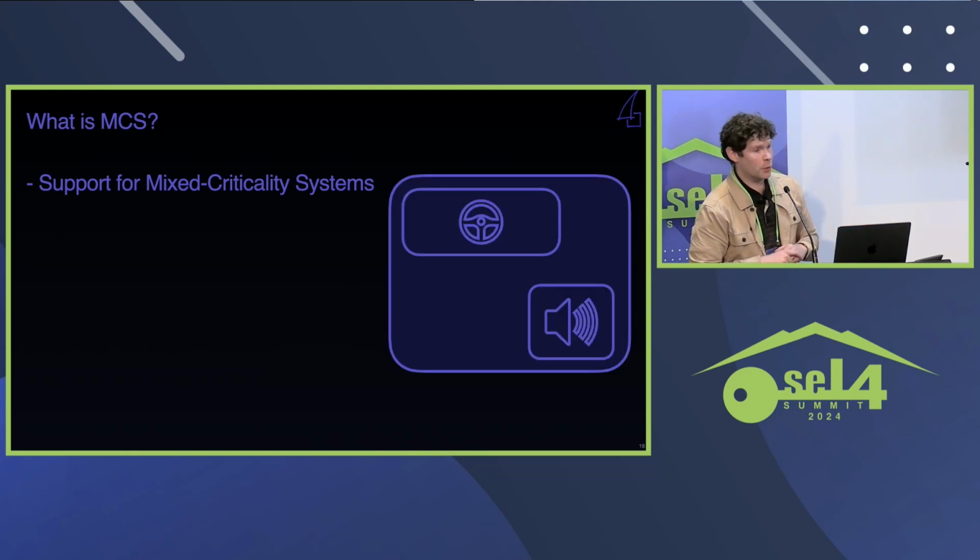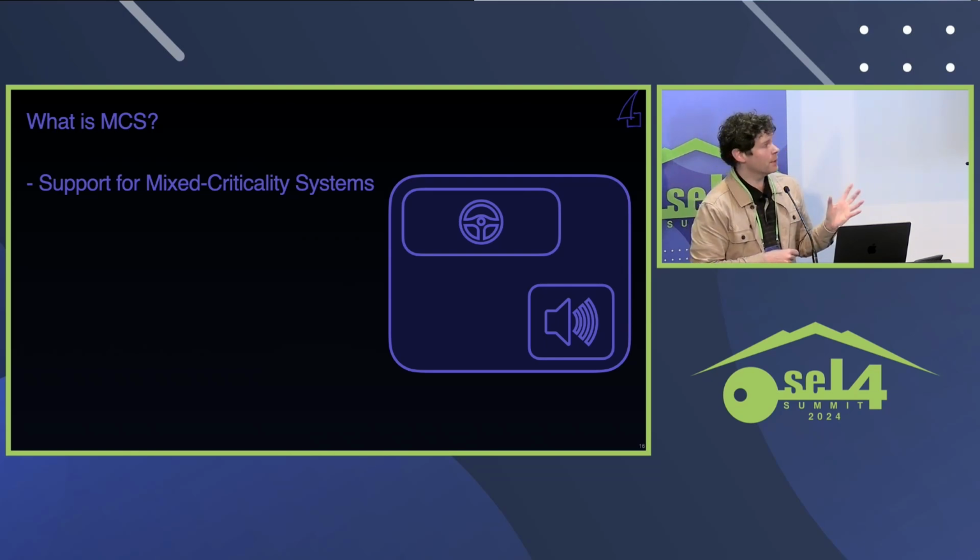My favorite example of a mixed criticality system is a self-driving car. Here's my somewhat simplified model of a self-driving car. It has just two applications. One application controls the steering, and then we've got a speaker system so we can listen to music while we ride around in our car. I hope you would agree that the steering system is at a high level of criticality, and then we've got our speaker system at the low level of criticality.